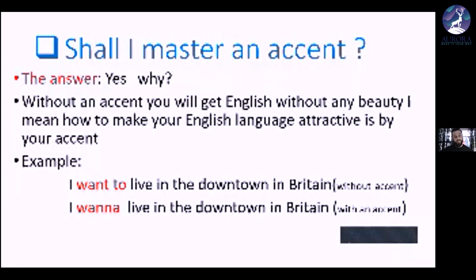I want to live in the downtown in Britain. I want to live in the downtown in Britain.